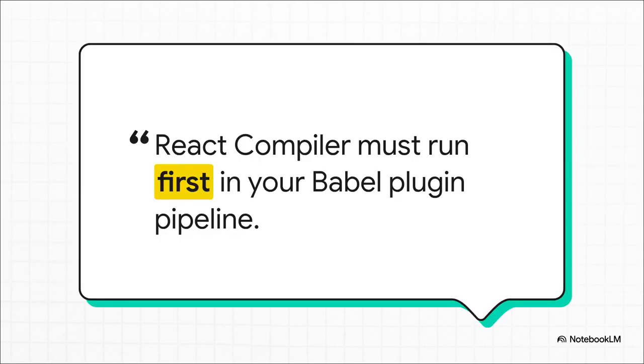Okay, everybody listen up. This is the golden rule. If you forget everything else, remember this. The React compiler plugin absolutely must be the very first plugin in your Babel setup. Why? Because it needs to see your raw, original code to do its analysis properly. If other tools change your code first, the compiler can get confused and won't be able to do its job.